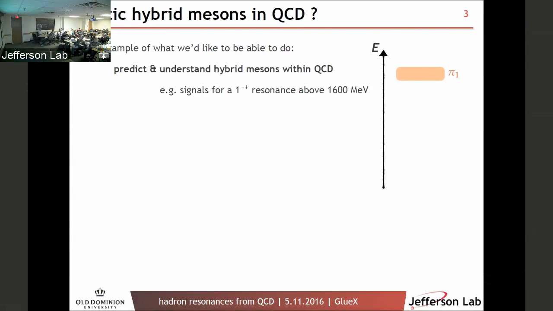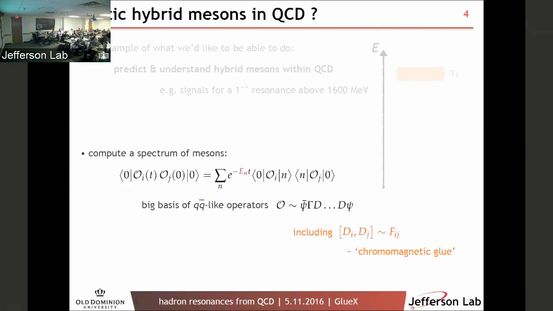Now, I'll reiterate, Matt's point is exactly right. You need more than just to observe one such thing. You need the patterns. But let me just focus on one thing to be concrete. So, how do we learn in QCD whether such a state is present?